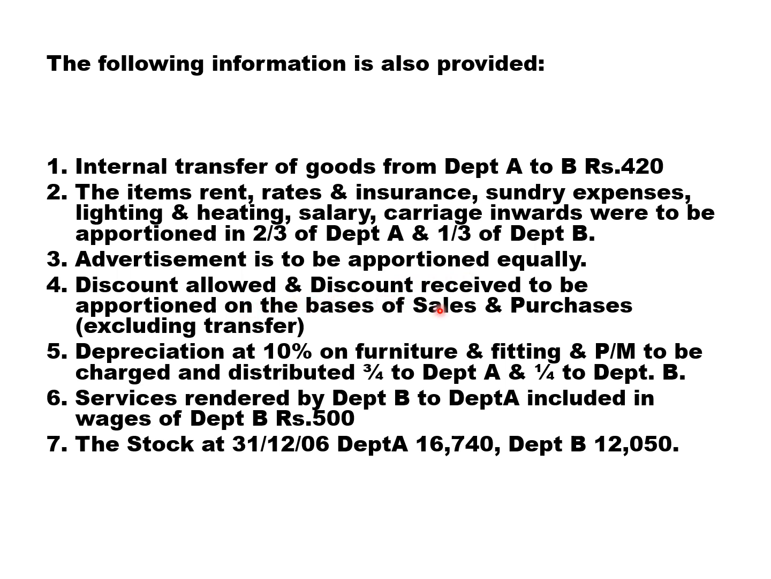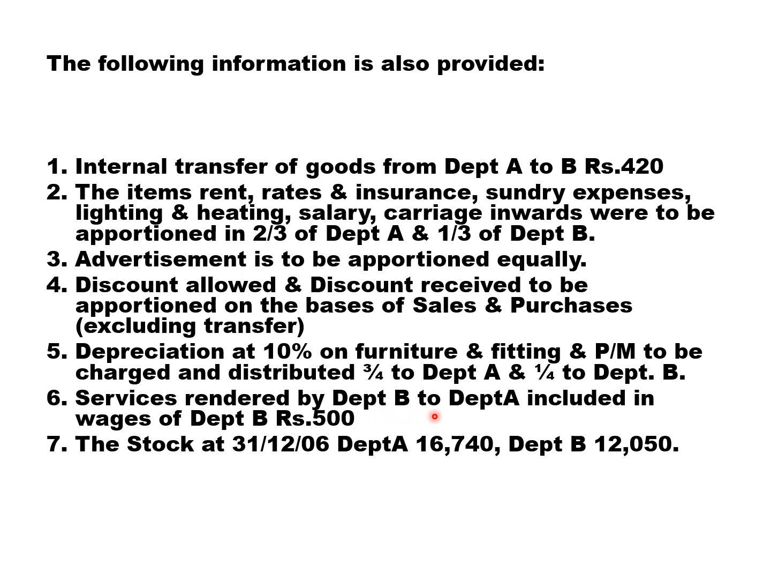Discount allowed and discount received to be apportioned on the basis of sales and purchases. So exclude transfers. Don't take transfers when you calculate the ratio. Depreciate at 10% on furniture and fittings. Then depreciation on plant and machinery to be charged and distributed at 3/4 to department A and 1/4 to department B. So furniture and fittings 10%, plant and machinery obviously 10%. And depreciation on both should be distributed between the departments 3:1.